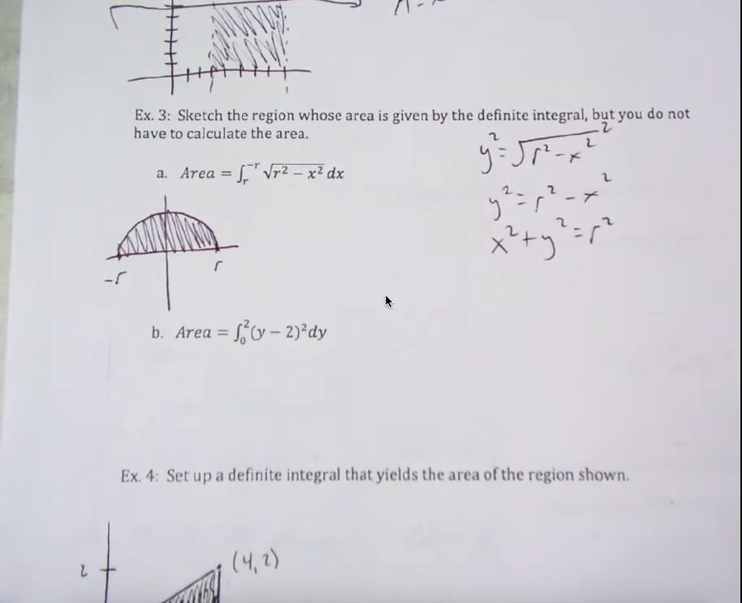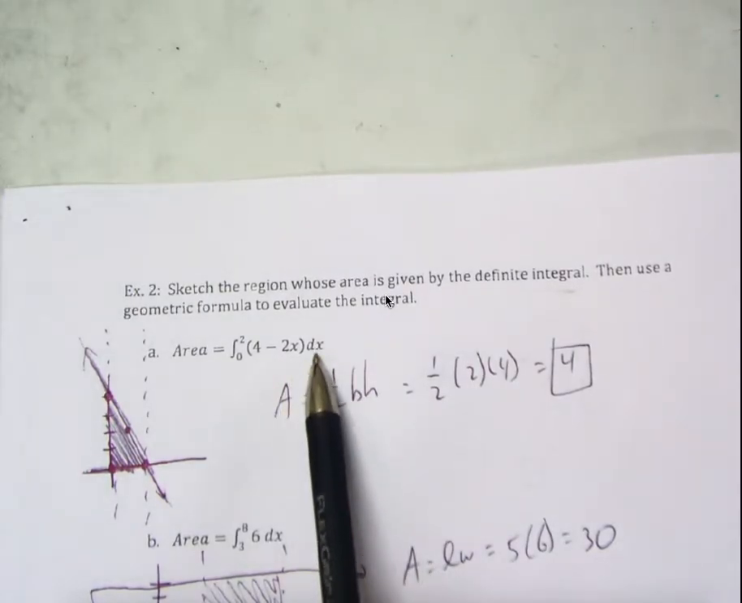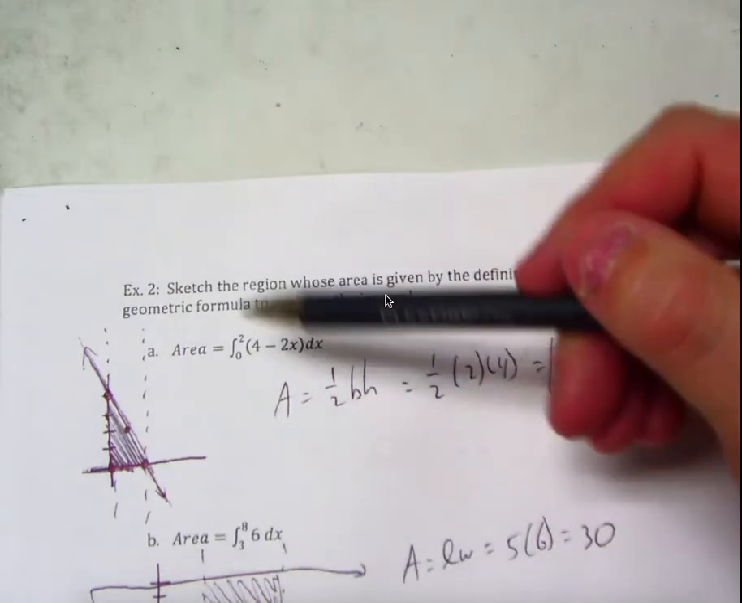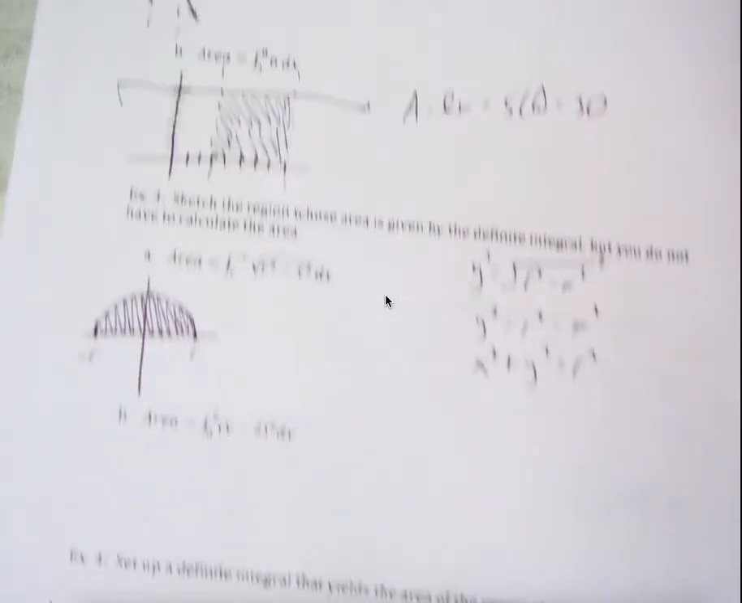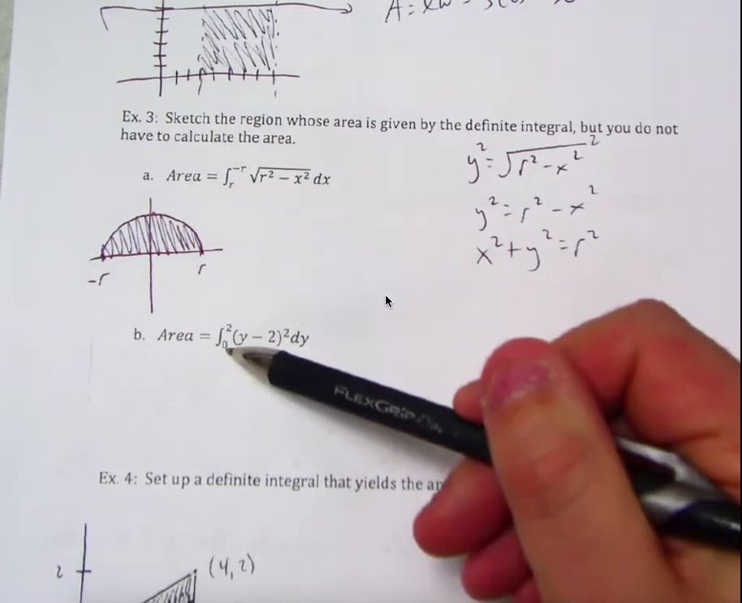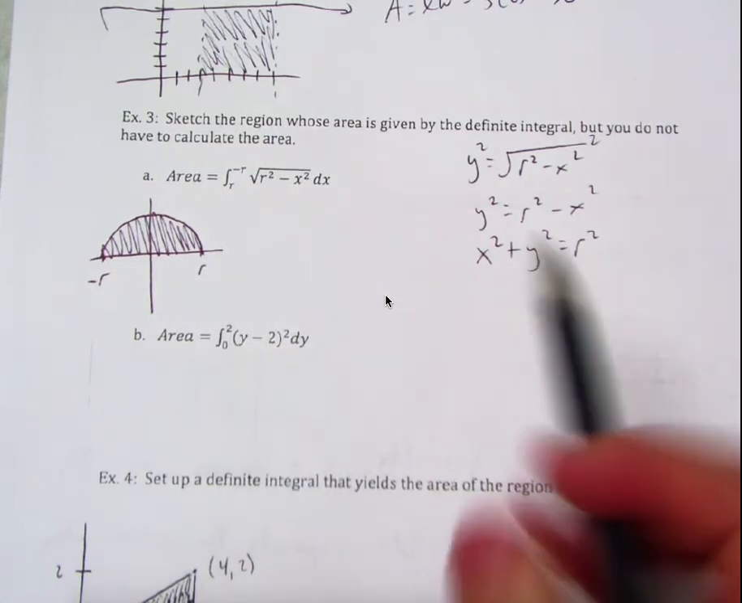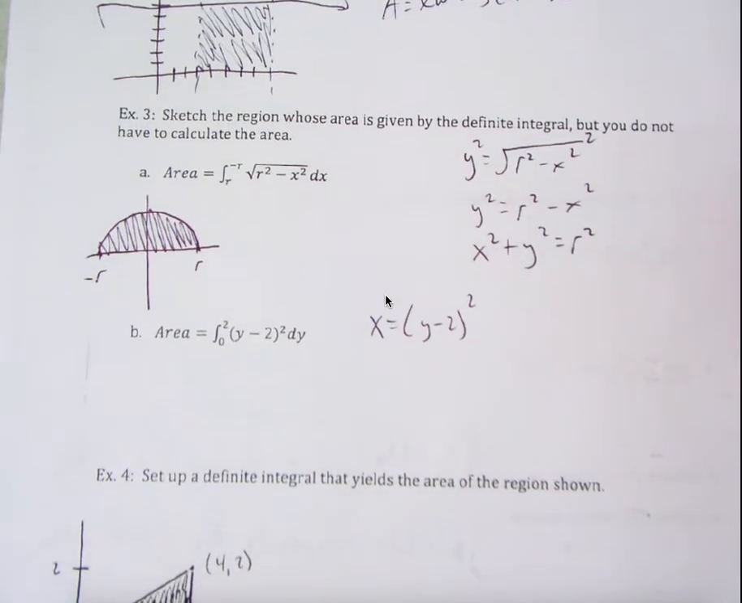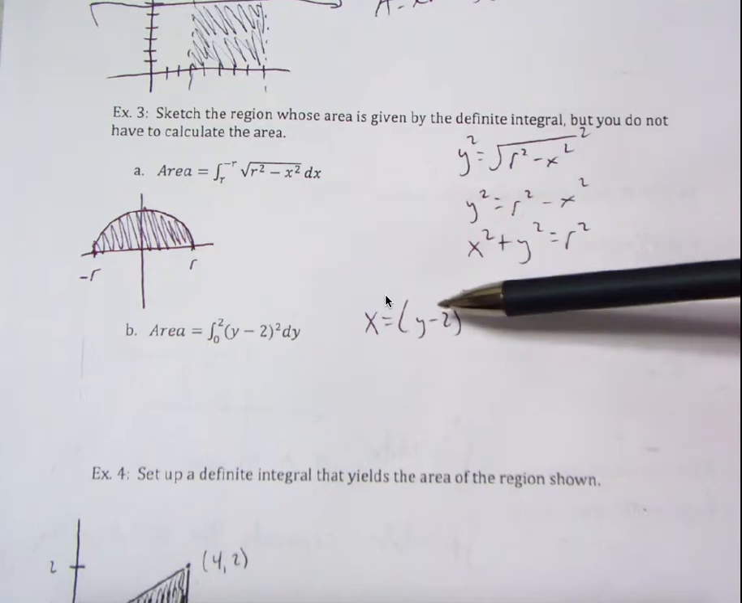All right, the next one's even more interesting. So I talked about up here how if you integrate with respect to x, then this is like y equals 4 minus 2x, and this is like x equals 0 and x equals 2. Well, if you integrate with respect to y, everything flips. So these are now horizontal lines, which we'll look at graphically, and this is the equation x equals (y minus 2) squared.